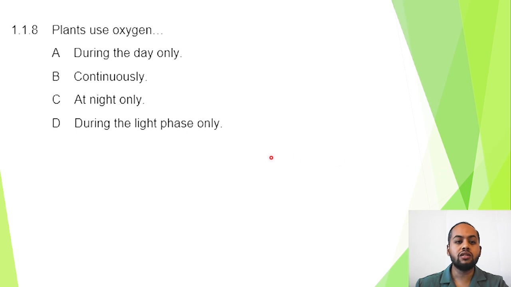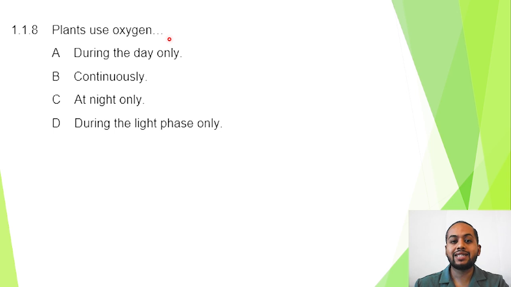Plants use oxygen. Do plants use oxygen during the day only, continuously, that means during the day and at night, only at night, or during the light phase only? Now let's go back to what we're actually looking at here. Plants using oxygen. In which process do plants use oxygen? First ask yourself that question. Plants use oxygen not in the process of photosynthesis, but in the process of cellular respiration. When plants are breaking down glucose in order to give them energy, that is when they are using oxygen.